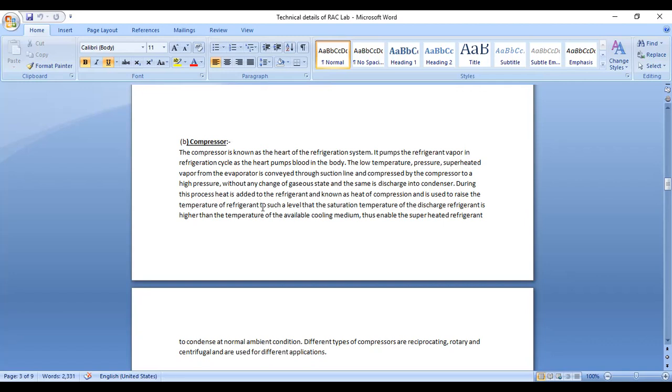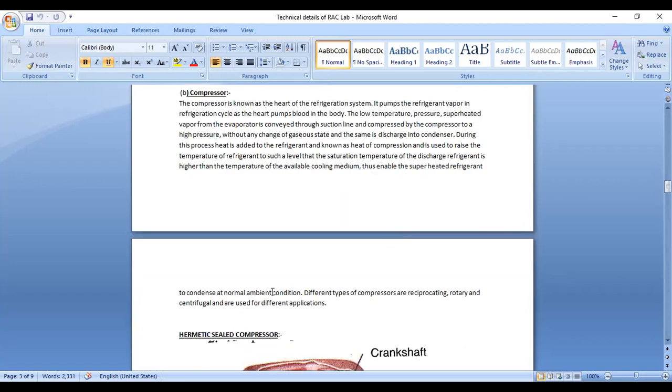During the process, heat is absorbed and added to the refrigerant, known as heat of compression, and it is used to raise the temperature of the refrigerant to such a level that the saturation temperature of the discharge refrigerant is higher than the temperature of the available cooling medium. Otherwise, the heat will not be dispersed to it. Thus, it enables the superheated refrigerant to condense at normal ambient condition and convert into liquid itself.